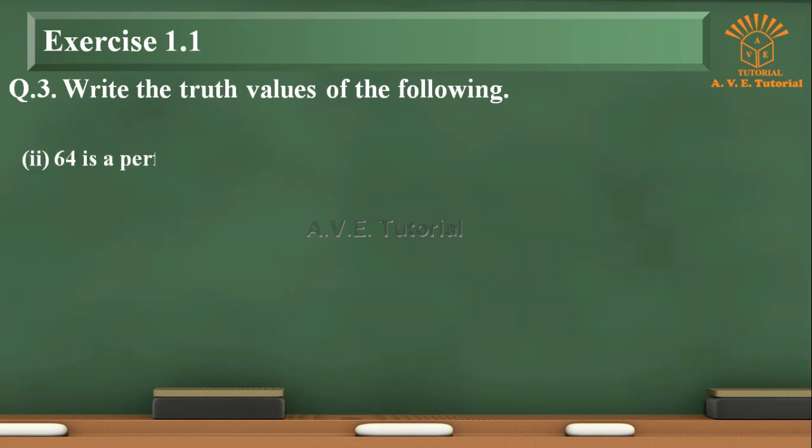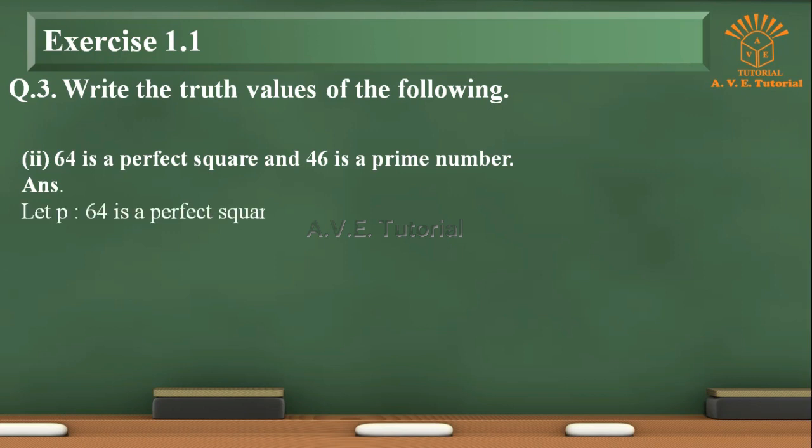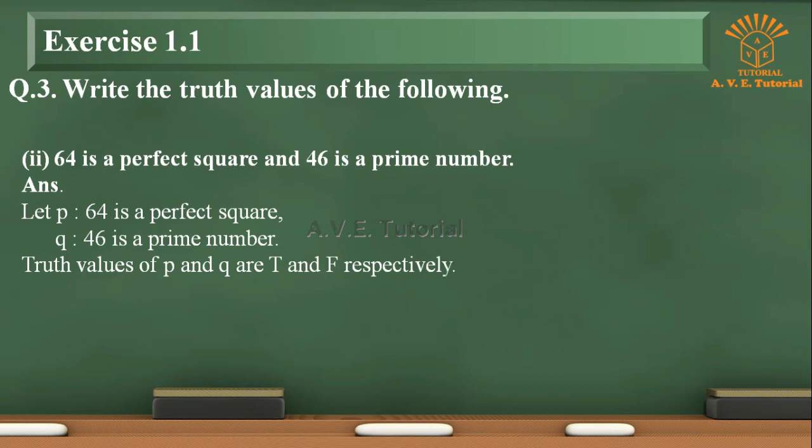Second, 64 is a perfect square, and 46 is a prime number. Answer. Let statement P be 64 is a perfect square. Statement Q, 46 is a prime number. Truth values of P and Q are true, T and false, F respectively.